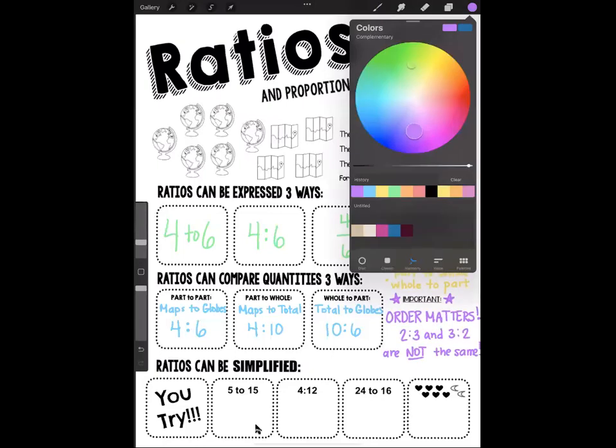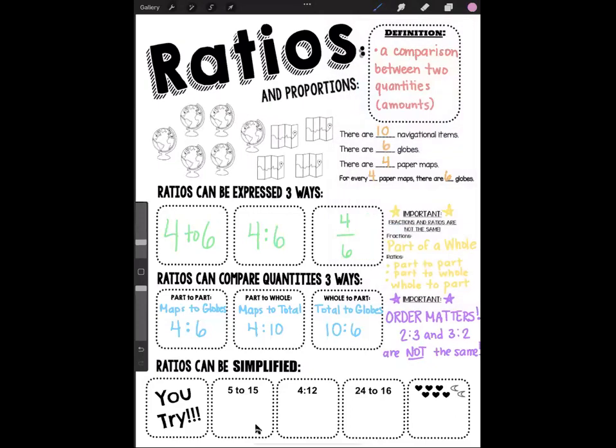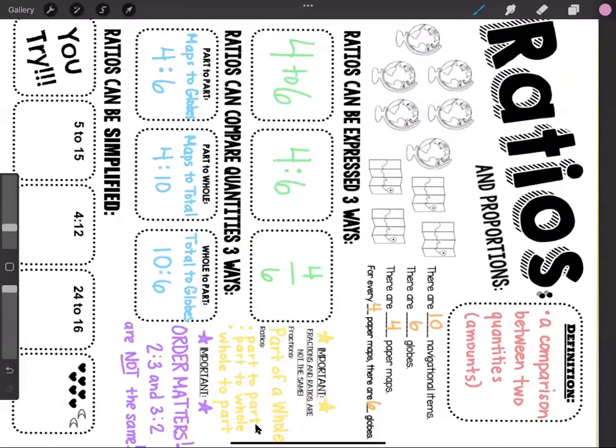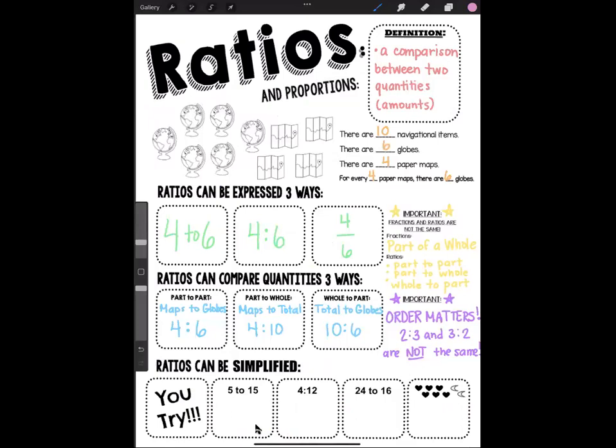And then we talked about how fractions and ratios are different, but one thing that's the same is because you can write a ratio like a fraction, you can also simplify it. So we're going to look at simplifying some ratios. To simplify a ratio, the first thing you do is write it like a fraction if it's not already written like a fraction. So on this one, I'm going to write 5 to 15, but I'm going to write it like a fraction. And then once it looks like a fraction, you simplify it just like a fraction.